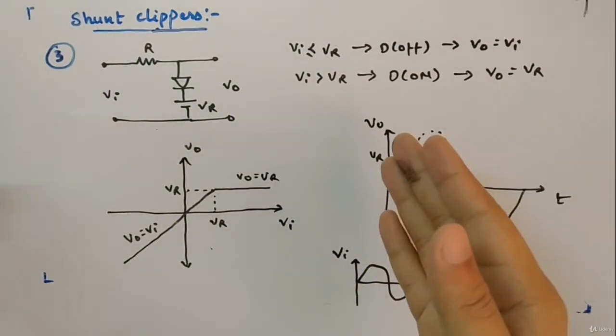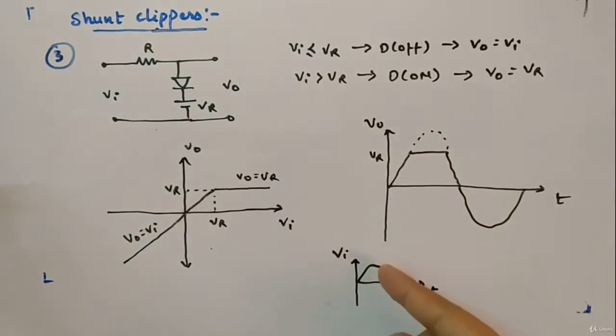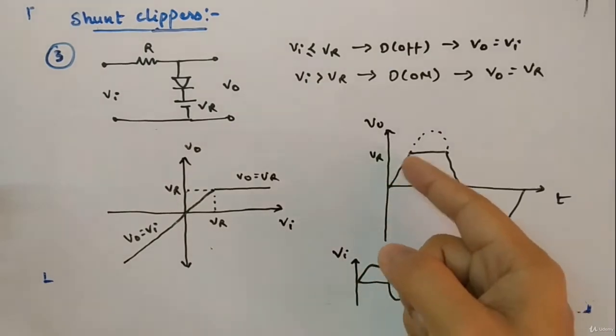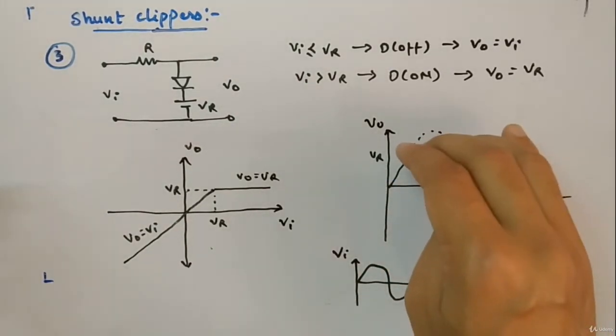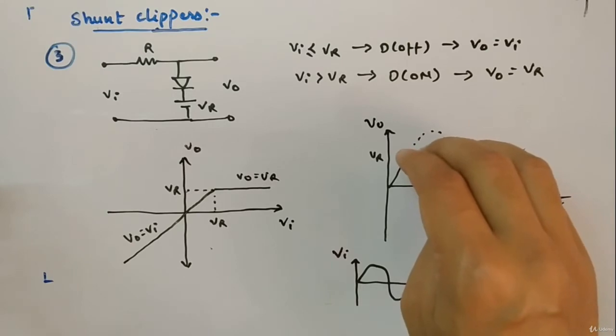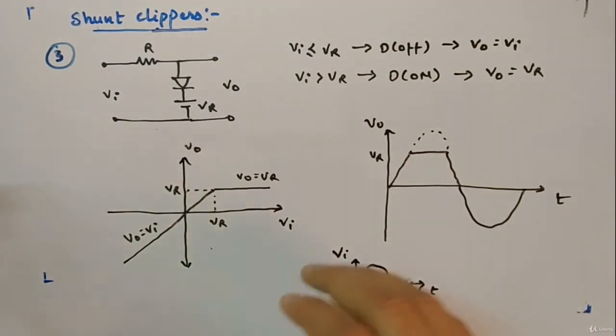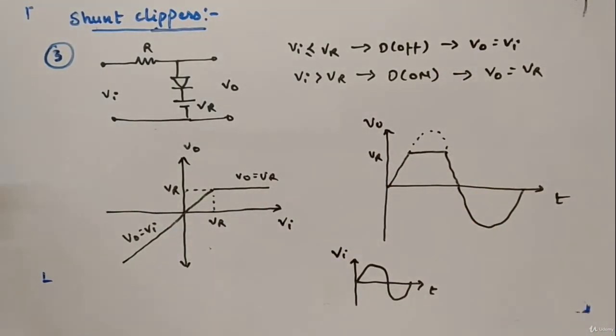So how will the output characteristics look? If you give an input like this Vi, at the output you will get something like this. So the part of the input signal above VR will be clipped. Okay, so this is the third model. We'll move on now.